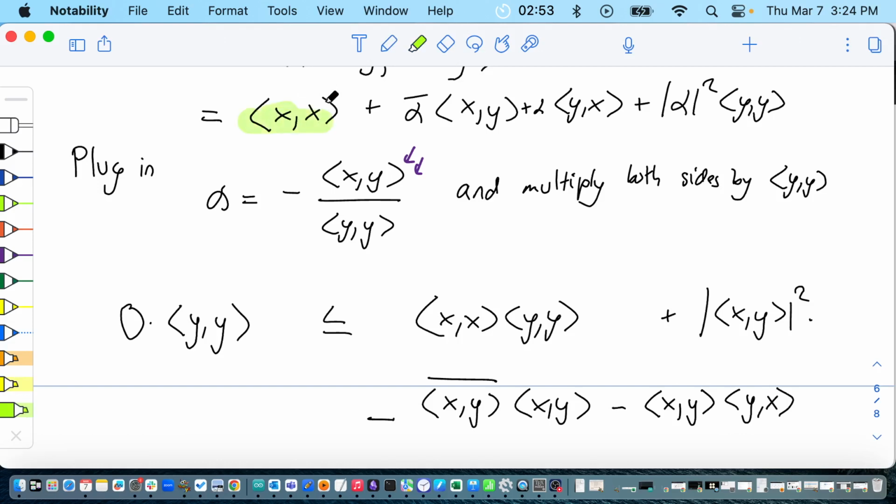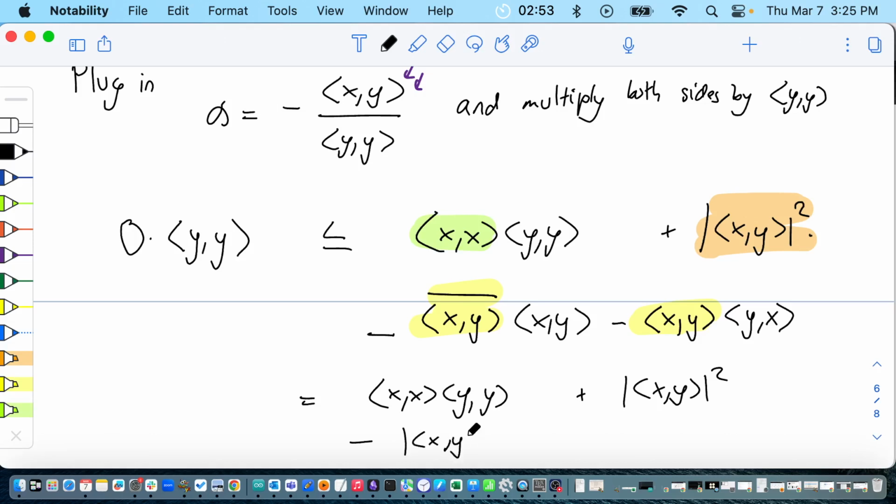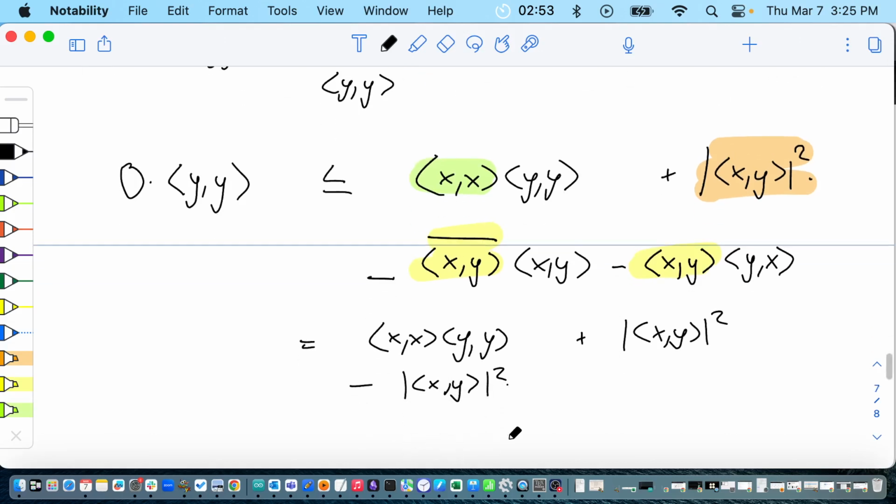Let's highlight the terms. The x-axis is the xx. The alpha squared yy over here becomes this guy over here. And then these terms with the alpha bar in the middle are this and this. Okay, we have 4 terms. Xy bar times xy is the complex conjugate of a number times itself. That's the absolute value squared. So this thing is equal to xx yy plus the absolute value of xy squared minus the absolute value of xy squared. Okay, great.